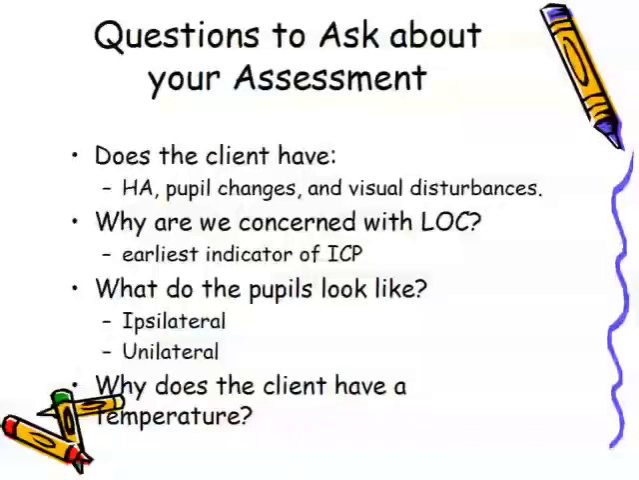Why are we concerned with level of consciousness? Remember, the reason why is because it's one of the earliest indicators of intracranial pressure. Pupils may have changes that are ipsilateral or unilateral. Ipsilateral means that the pupils are abnormal on the same side as the brain injury or bleed. And unilateral means that both hemispheres of the brain have been affected. And we talked about earlier why that patient may have a temperature, because the hypothalamus in the brain regulates the body temp, and if there's pressure on this area of the brain, then the patient may run a fever.